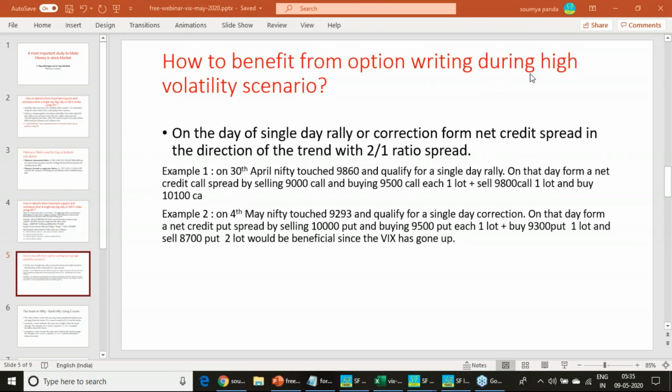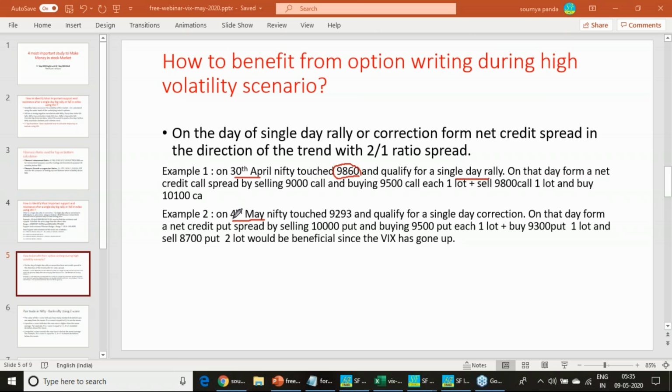How to benefit from option writing during this volatility scenario? The volatility used to be at its peak as and when a single day rally or fall happens. Recently you have experienced two such days: one, 30th April, second, 4th May. In this recent experience, Nifty touched 9860. So this is a single day rally.